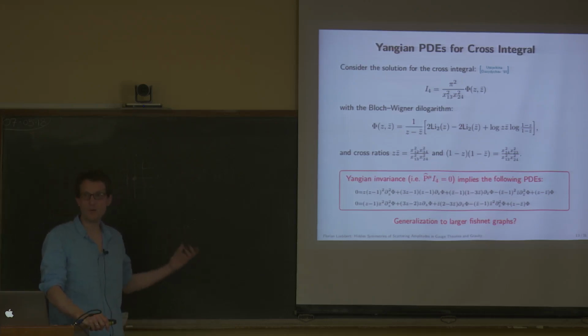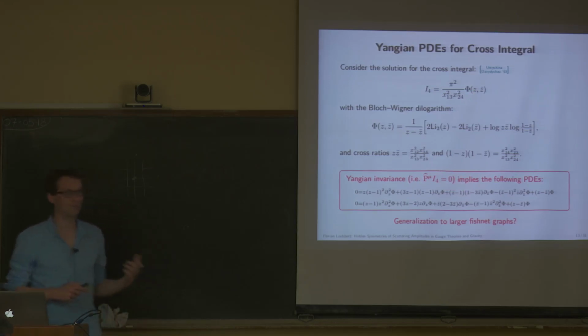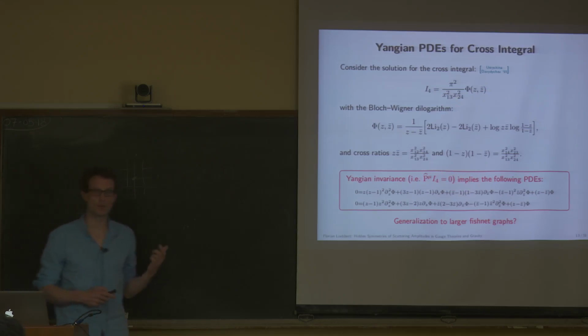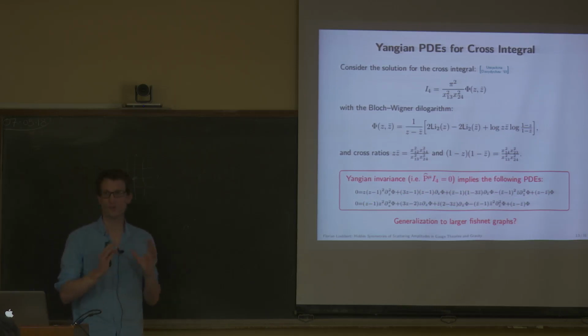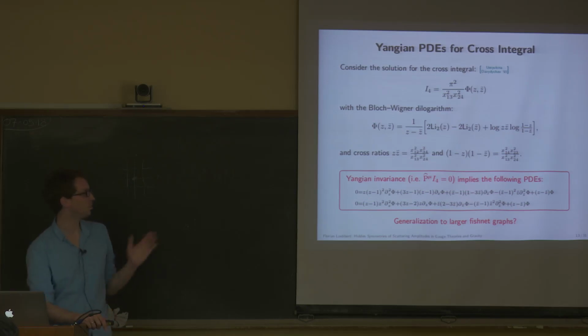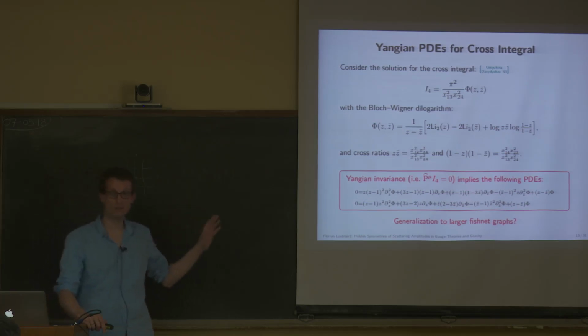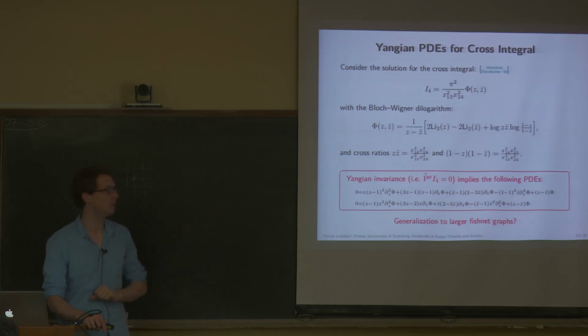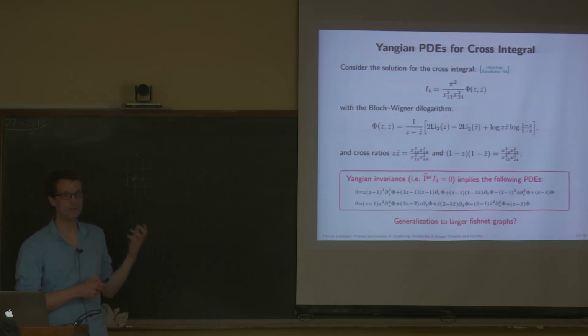And now I can sit down and translate my Yangian level 1 invariance statements to statements on this function and two derivatives in terms of my conformal cross ratios, z and z bar. And what I find are these two different differential equations for this conformal function phi here. So this is really what this new Yangian constraints boil down to, namely these differential equations. Of course, here I know already the answer. I know what the cross integral is.